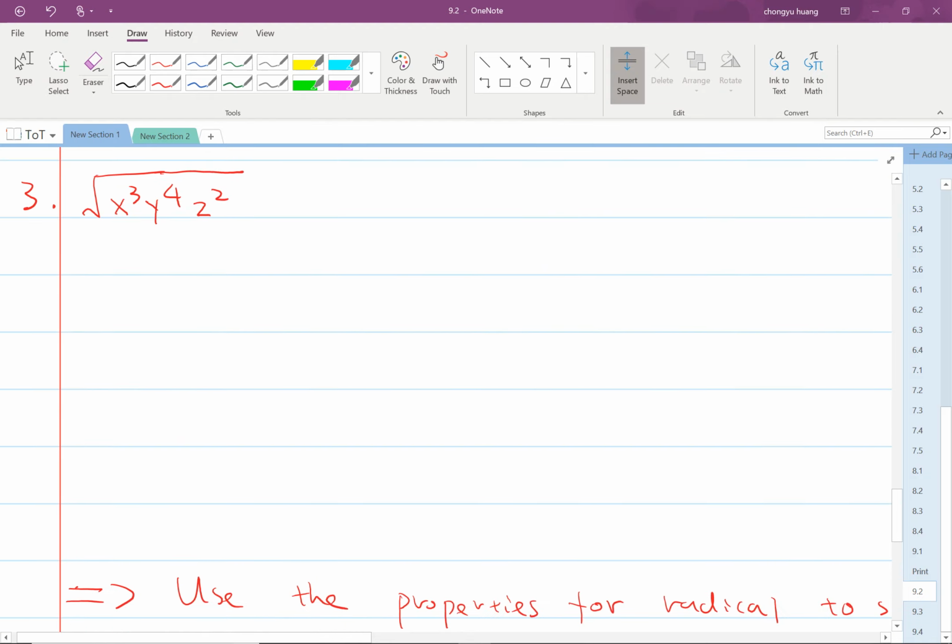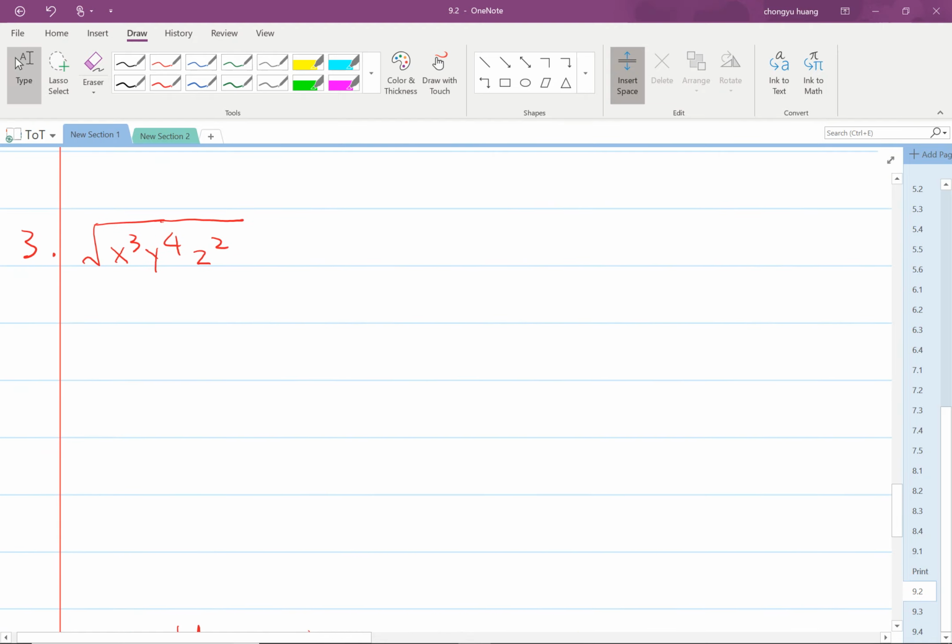Okay, so now let's move into question 3. As I told you guys before, one of the conditions is that the question tells us all variables are positive, right? So over here, the question is assuming all those variables are positive, so we are actually able to perform any property over here, right?